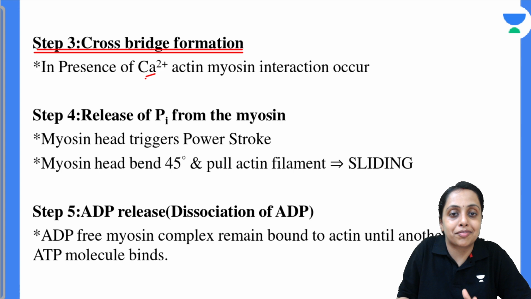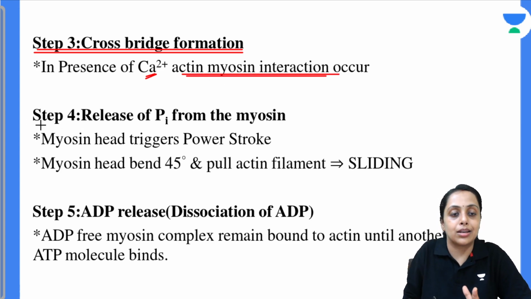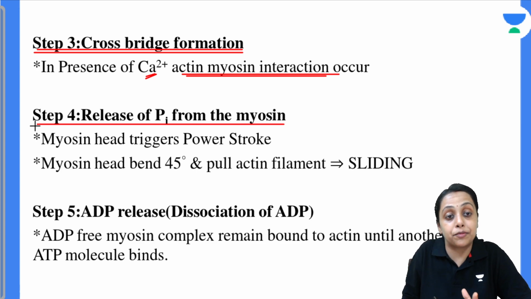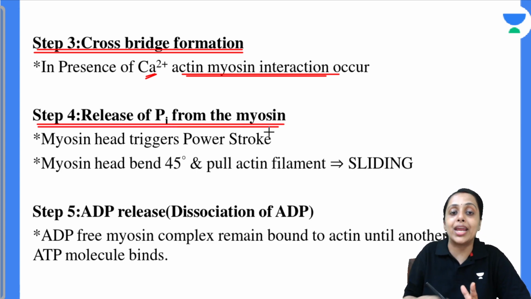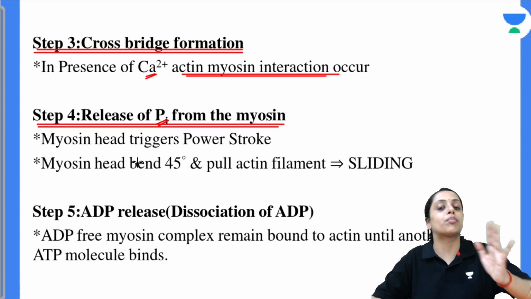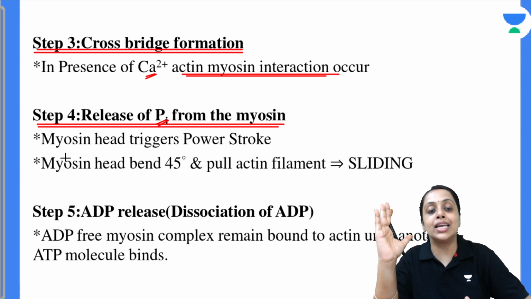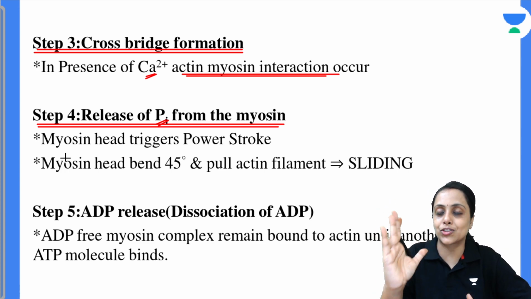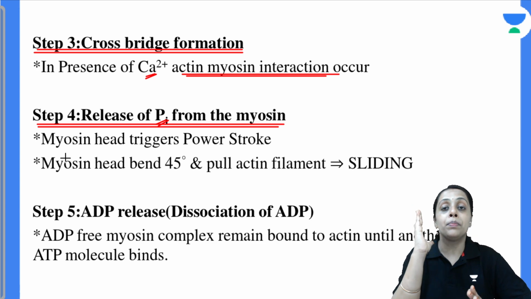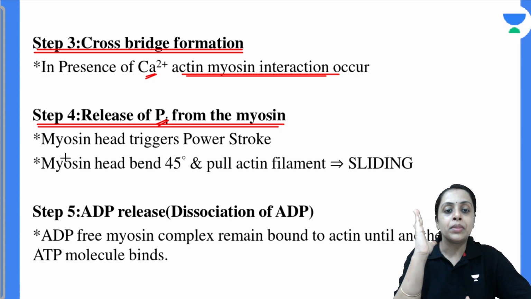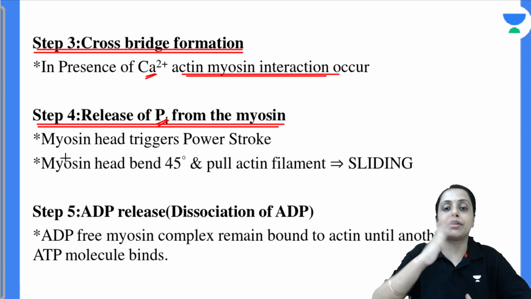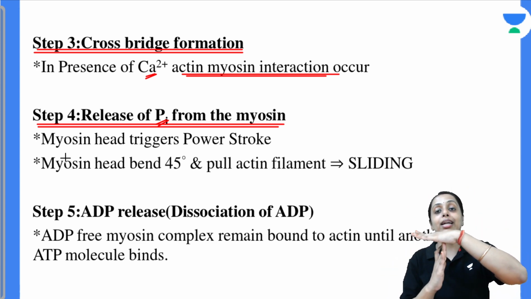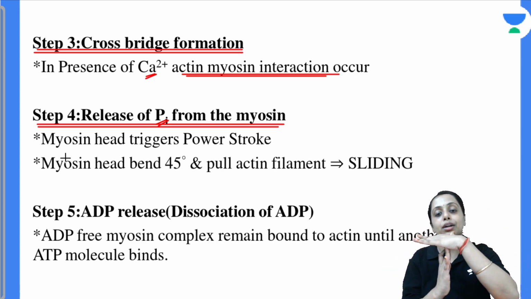So in presence of calcium, the actin myosin interaction starts in this phase. And next step में क्या होगा, जो phosphate form हुआ था by the hydrolysis of ATP, this is released from the myosin. And जैसे ही release होगा, myosin head में power stroke होगा. Power stroke क्यों होगा? क्योंकि myosin head 90 पे आ गया था, and it again turned to the 45 degree. And we all know actin myosin interaction is there.